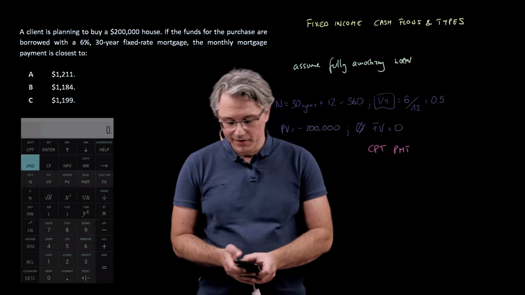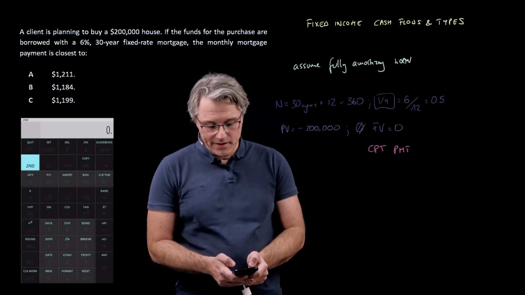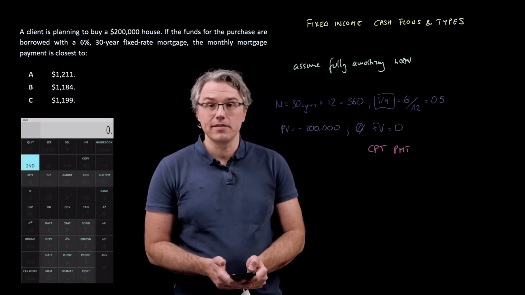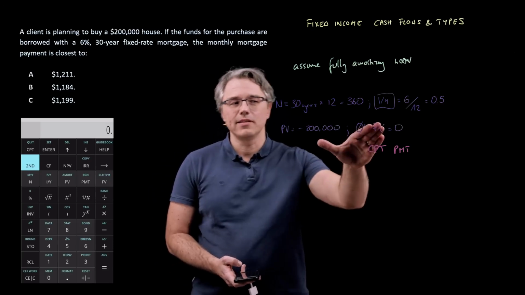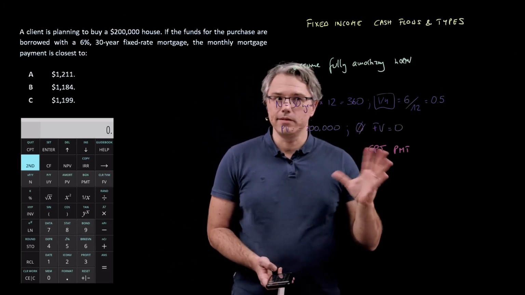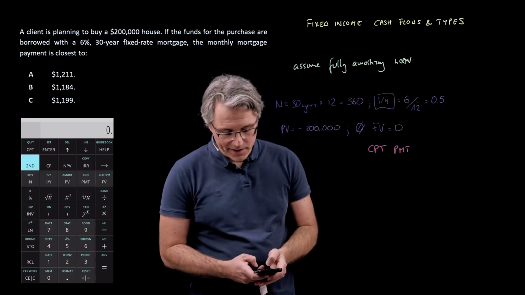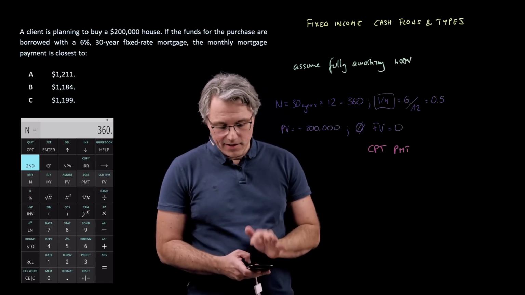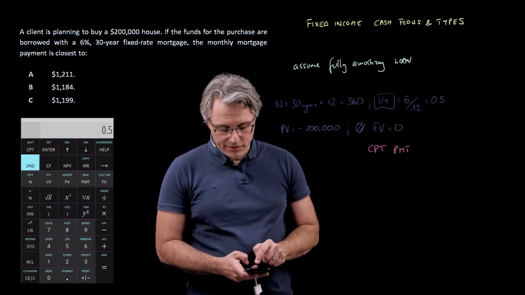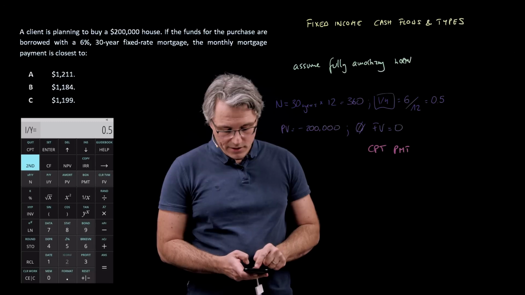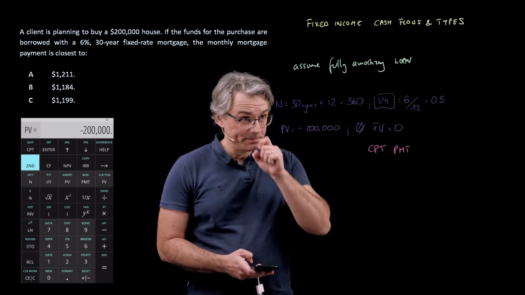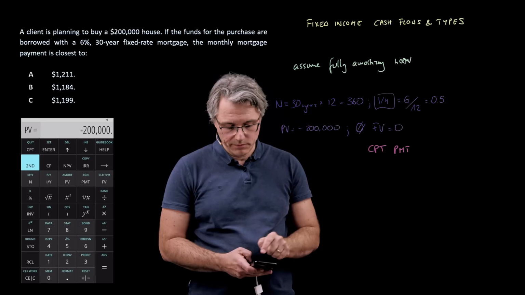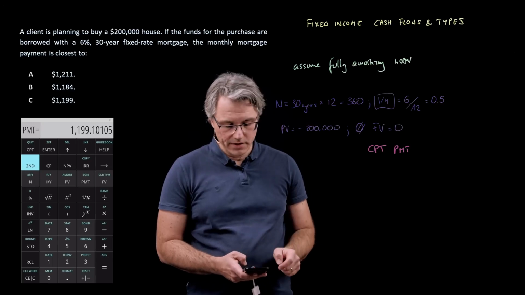Okay, my calculator in hand. Clear the TVM worksheet by pressing second followed by FV. So I'm going to resist the temptation to provide anything for FV because I trust that the calculator makes it 0. 360 N, 0.5 I/Y, 200,000 negative for PV, and compute for PMT.